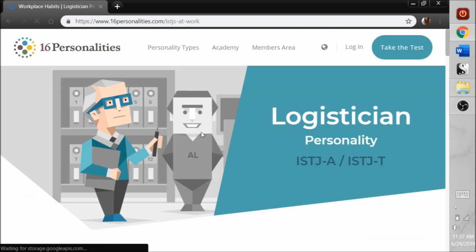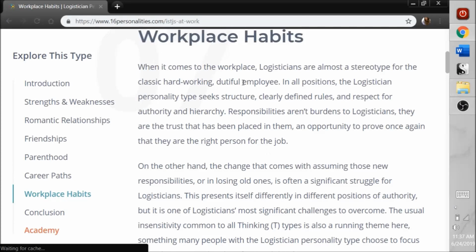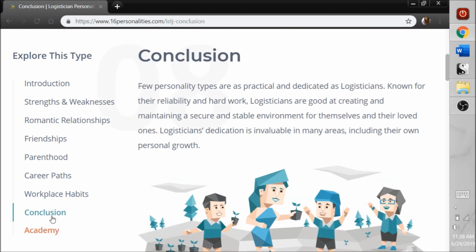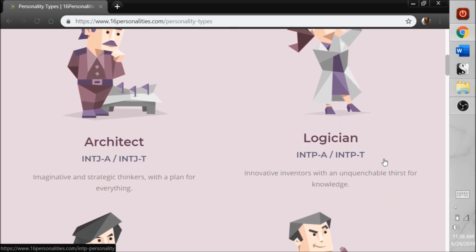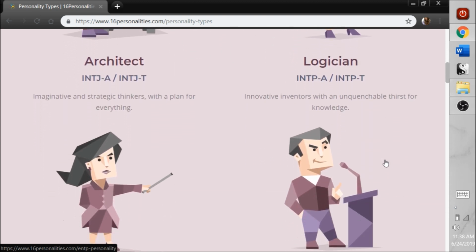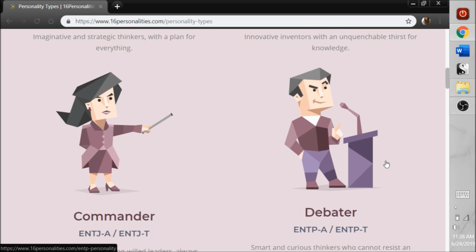There's also a tab about workplace habits, which is useful if you're actually writing your character in the workplace. And then there's the conclusion tab, which is self-explanatory. So basically, that is what this site has to offer. There are 16 different personality types.